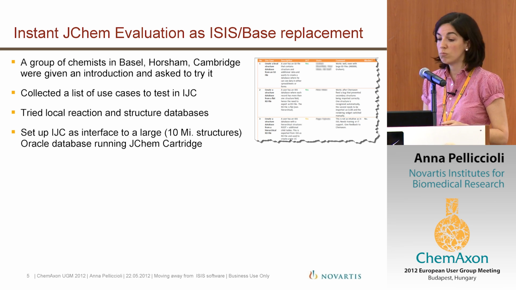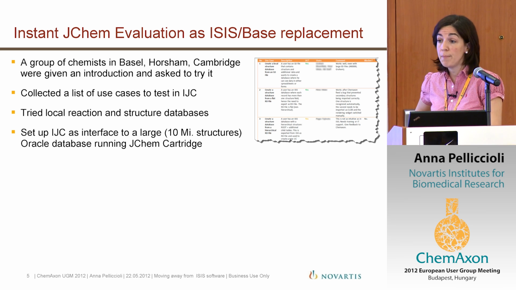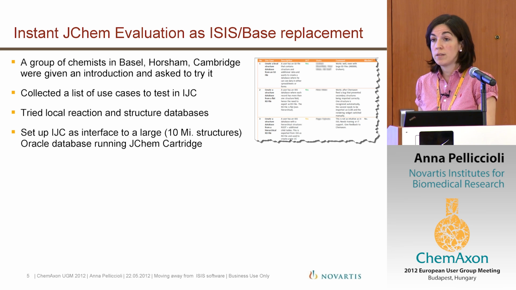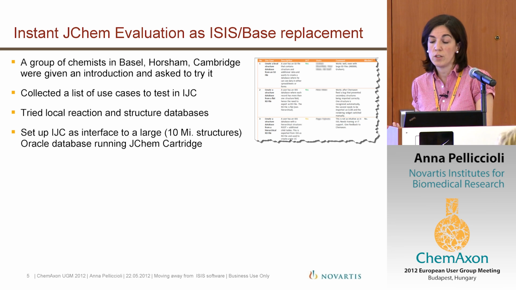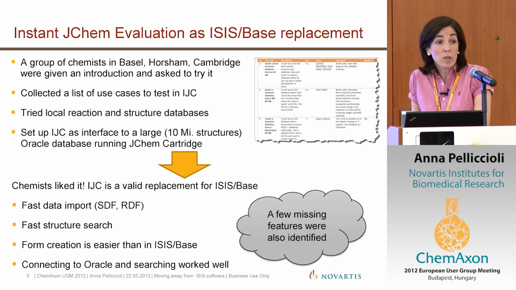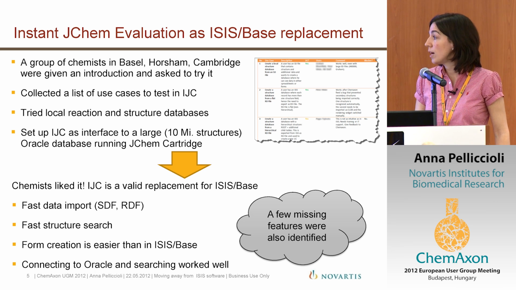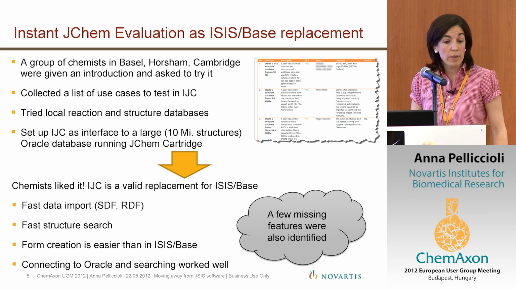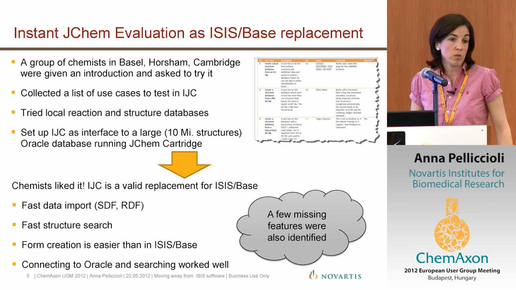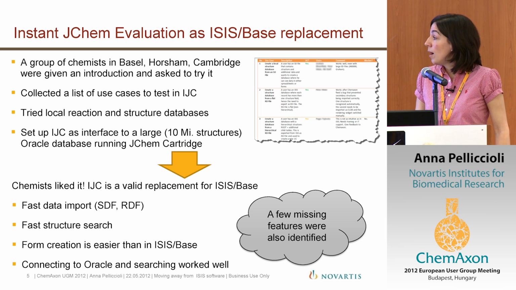And around October time, we decided to get the chemists together again and make a decision. Can we go for Instant JChem or not? And the result was really positive, and it turned out the chemists really liked it. They thought IJC was a valid replacement for ICES. They could do pretty much everything they had been doing in ICES there.